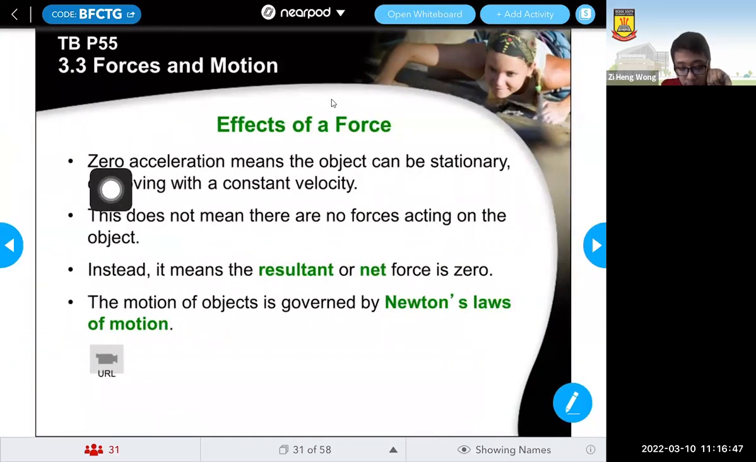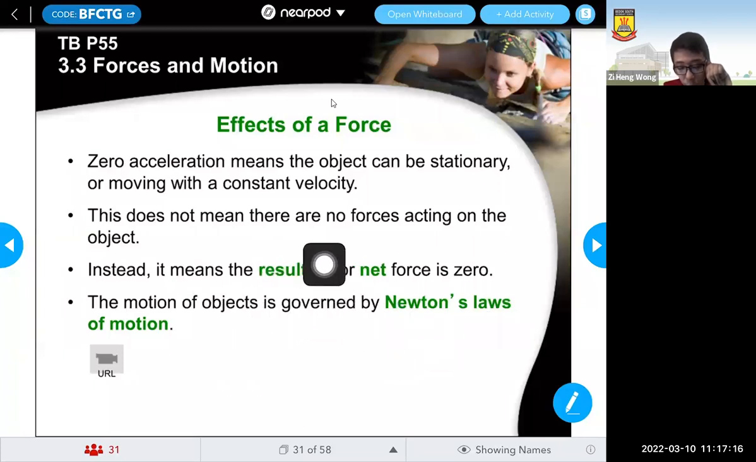Zero acceleration means that the object can be stationary or moving with a constant velocity. If you are at rest, you continue to be at rest. If you are moving, you just continue to move at a constant velocity and in a straight line, because when you change direction, it's considered acceleration also. This does not mean that there are no forces acting on the object. Instead, it means the resultant or net force is zero. So this is our Newton's first law of motion.